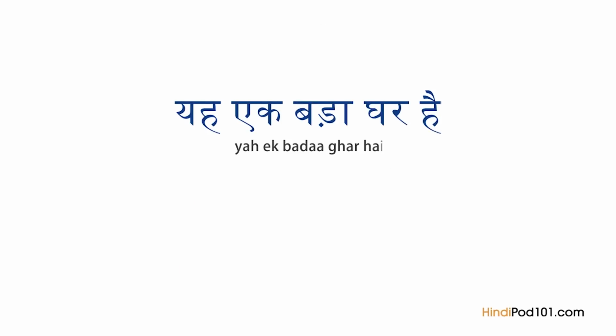However, not all adjectives do this. Some stay the same no matter what. Let's start with a concrete example. ये एक बड़ा घर है. It's a big house. ये एक बड़ा घर है. To break down this sentence, we have ये, which means it, एक, which is like the English a, बड़ा, which means big, घर, which means house, and finally है, which means is.